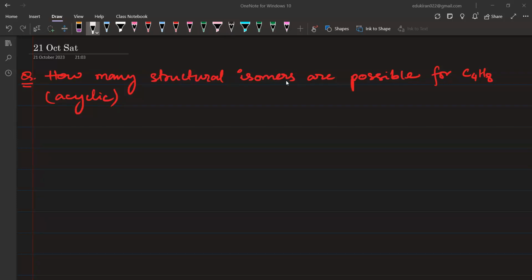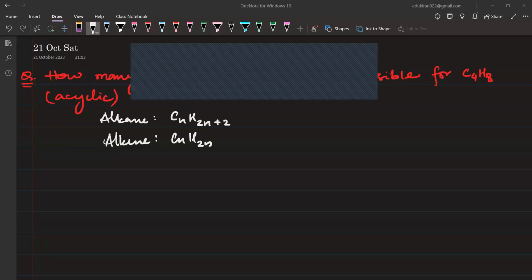See here, guys. First of all, in C4H8 you will have a double bond. If you see C4H8, alkane has a general formula CnH2n+2. Alkene has a general formula CnH2n. All of you know this, yes or no? Please tell me. You know this, right? Yes or no? Alkene, alkene.